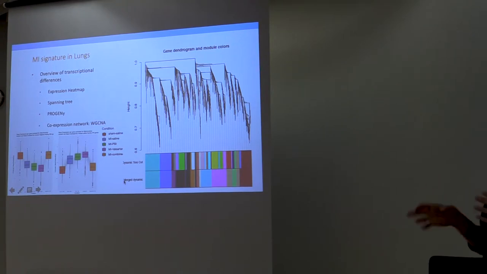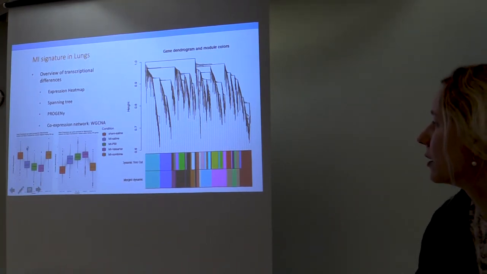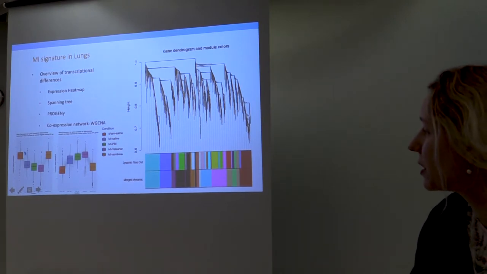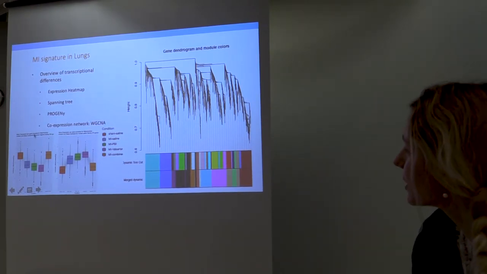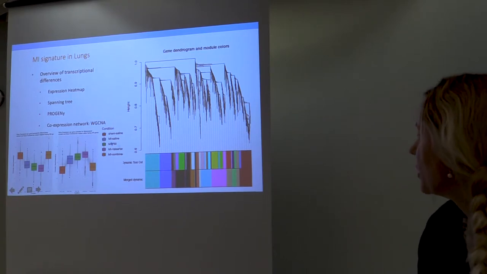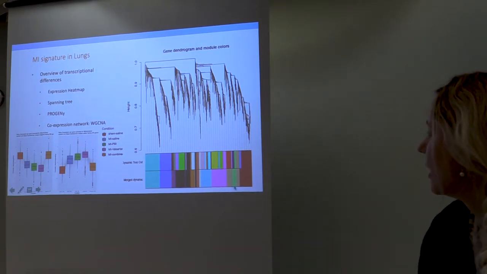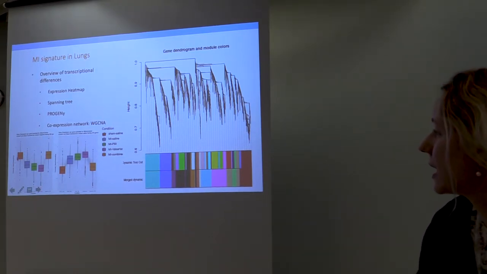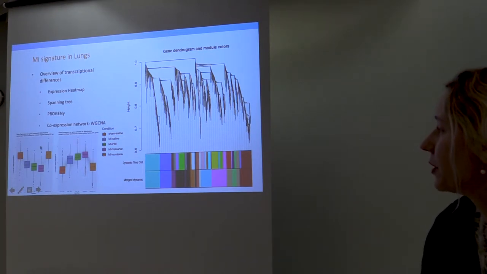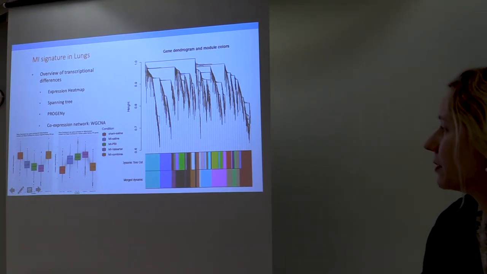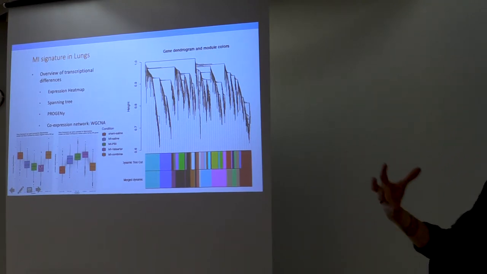Then we can go specifically for some of these modules and do the same kind of things. So have box plot for the expression of these different things. For example, here it's the magenta module that is here. And as you can see, it seems like in the MI groups, except for the combined treatment, we have a decrease of this group of genes.